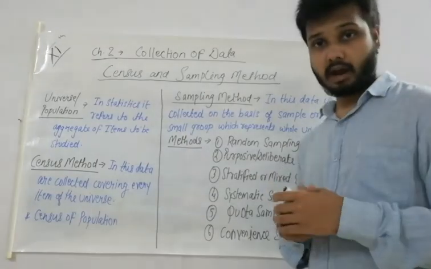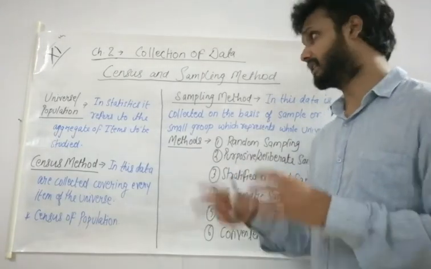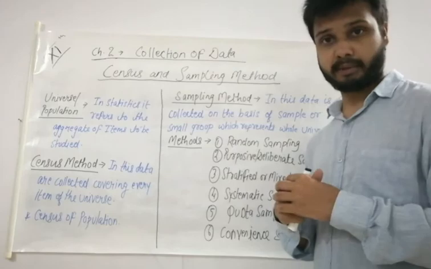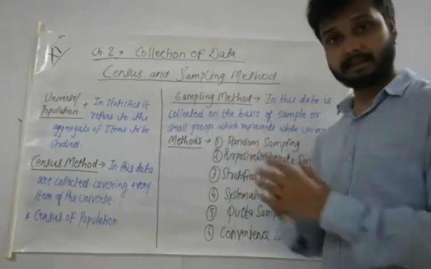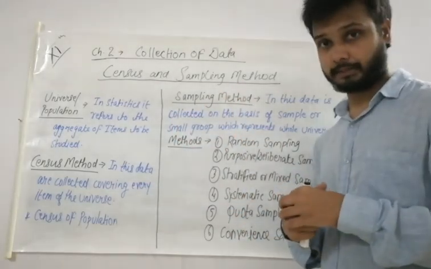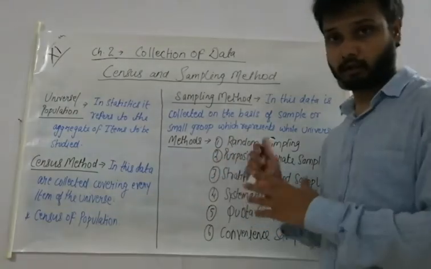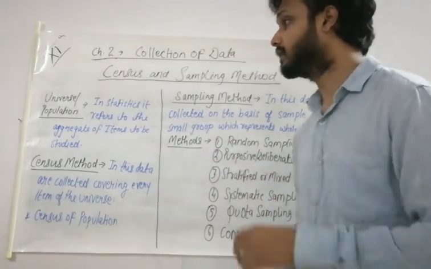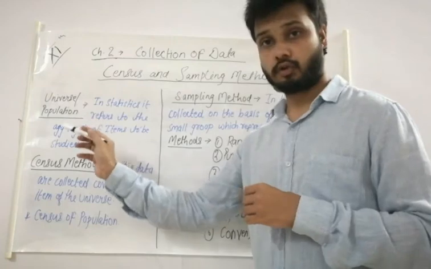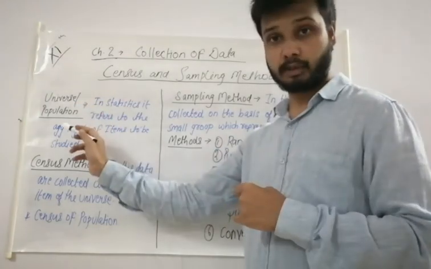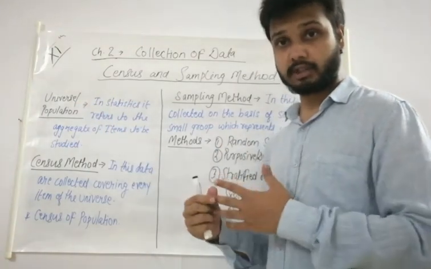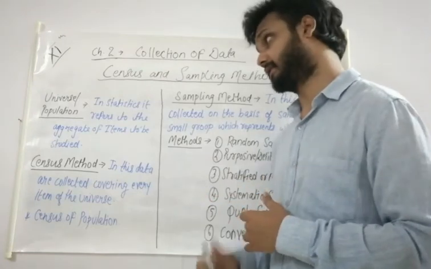Hello students, after covering all the topics, now we are left with two more topics, that is census and sampling method of collection of data. So one by one we will see what it is. Before that, there is a term which you should know. It is universe or population. What does universe or population mean in statistics?